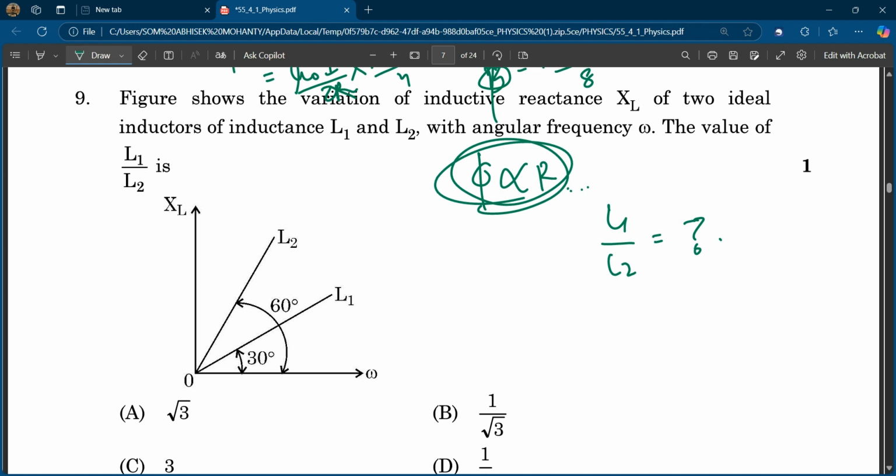Variation of inductive reactance XL of two ideal inductors L1 and L2 with angular frequency omega. Find the value of L1 by L2. Inductive reactance XL, the XL versus omega graph is given in this one.